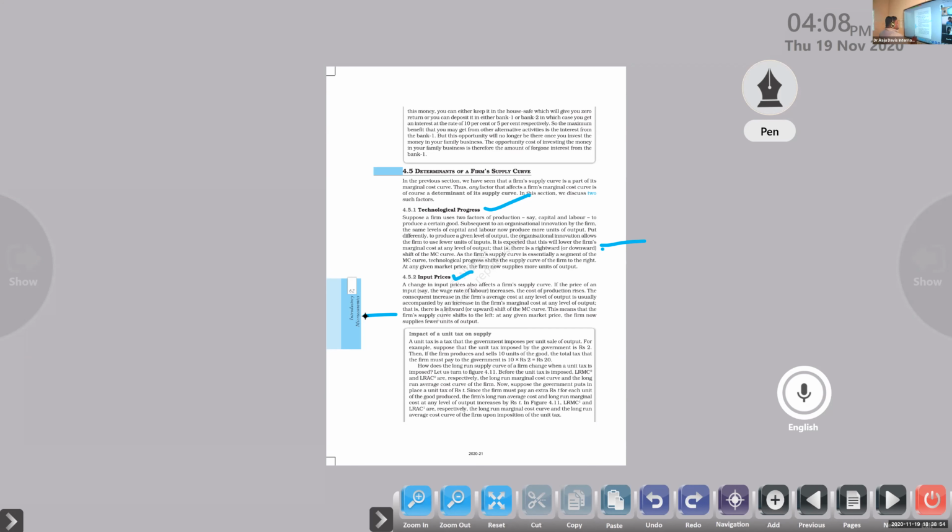Next one, impact of a unit tax on supply. So yesterday I told you, remembering or not, I don't know anyway. So far we discussed a firm and the consumer, right or not? Only two economic agents are there in the market: the producers and the consumers.